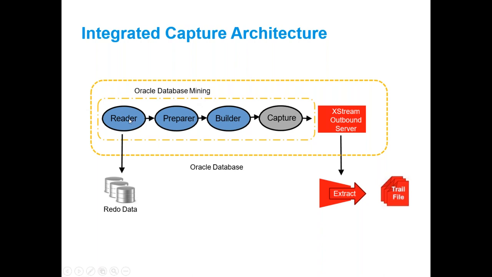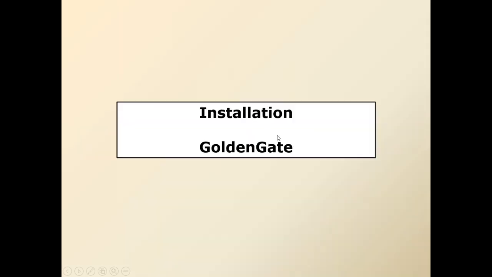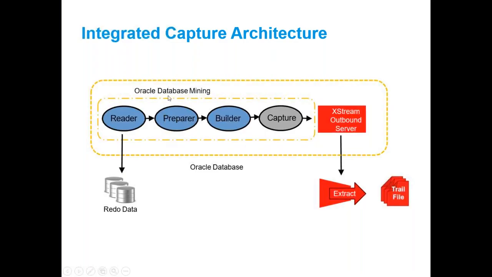So this is the architecture of integrated capture. When you zoom into integrated capture, this comes. First the data is read, then prepared, then built, and then it is captured and sent to the extract process. So internally, these many processes are working, and they are making it faster than your classic capture.